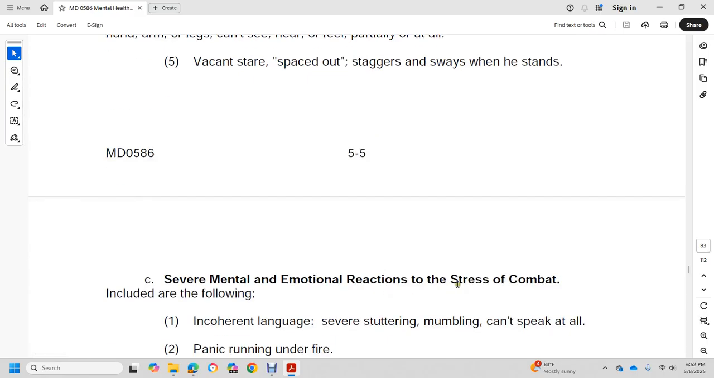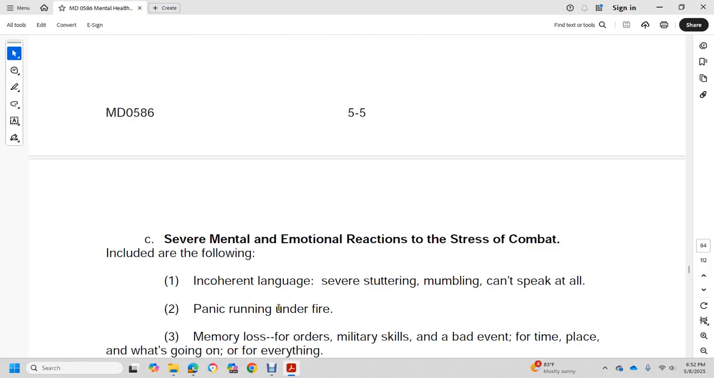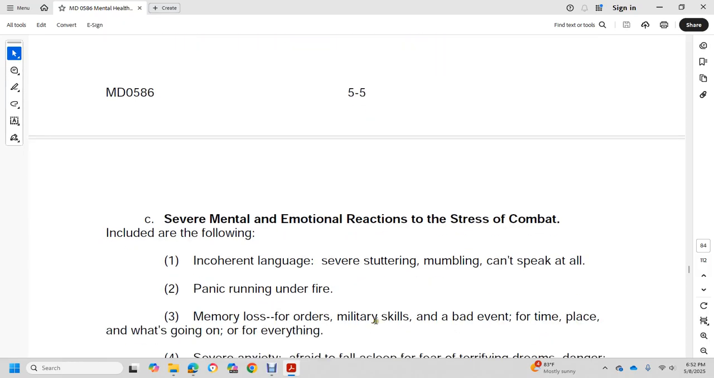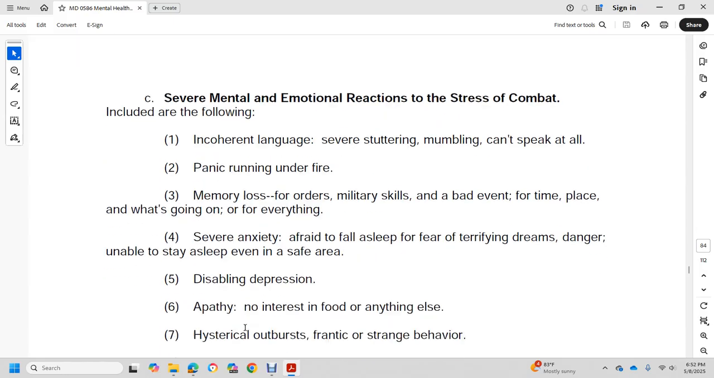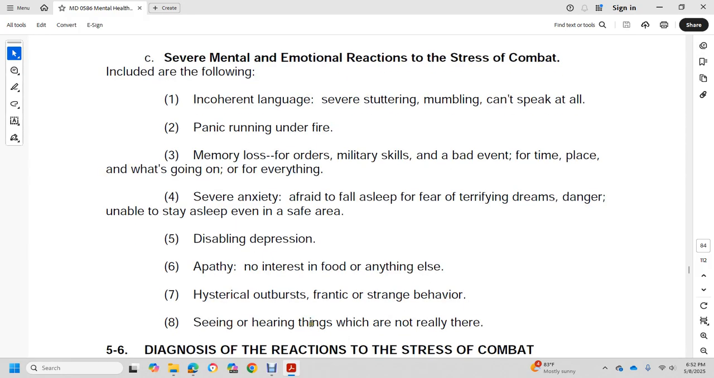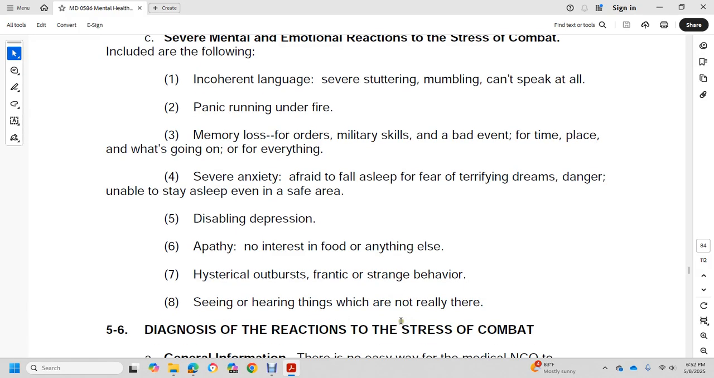Severe mental and emotional reactions to combat stress include incoherent language, severe stuttering, mumbling, being unable to speak at all, running under fire, memory loss of orders, military training, a bad event, time or place, or what's going on at all. Severe anxiety, afraid to fall asleep, fear of terrifying dreams and danger, unable to stay asleep even in a safe area, disabling depression, apathy, no interest in food or anything else, hysterical outbursts, frantic and strange behavior, seeing and hearing things which are not really there.